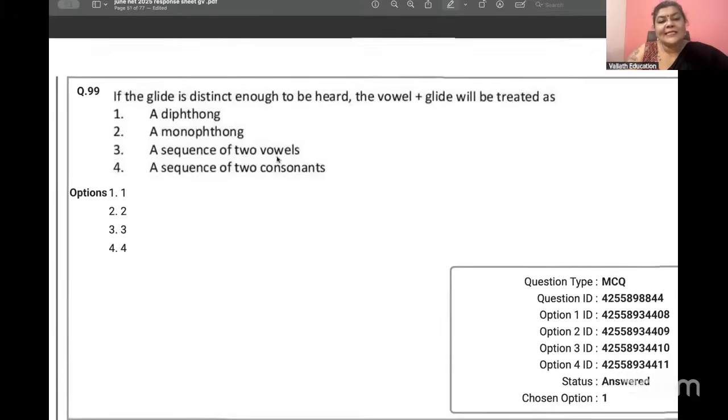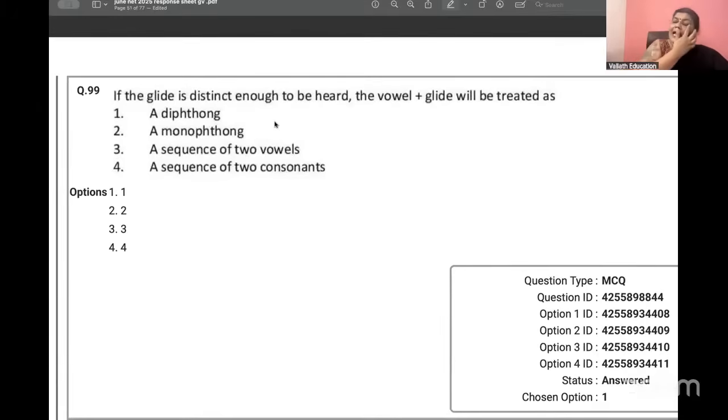If a glide is distinct enough to be heard. Okay, glide. Glide is heard. Glide means what? Diphthong. Vowel plus vowel. Diphthong. The vowel plus glide will be treated as, I think, more mathematics than linguistics. Vowel is V plus V. 3 V's we have. It cannot be a sequence of 2 consonants. Nonsense. It cannot be monophthong. If there are 3 vowel sounds, will you have monophthong? Already glide is diphthong. With that, one more vowel is there. So you should write sequence of 2 vowels.